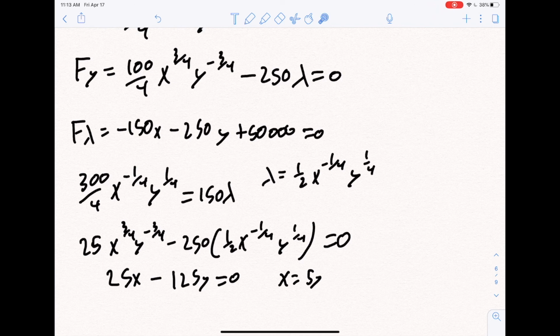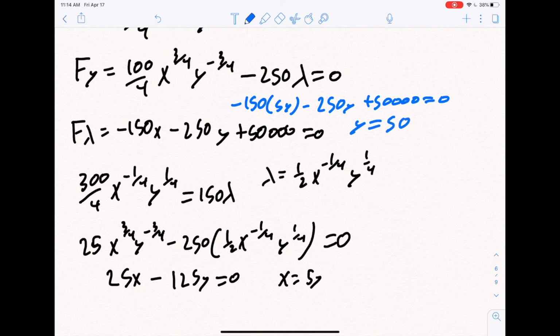And now we can plug x equals 5y into this equation here. We can plug that into our f lambda, and we get minus 150 times 5y minus 250y plus 50,000 equals 0, which tells us that y equals 50. And then, therefore, x must equal 5 times 50, which is 250.